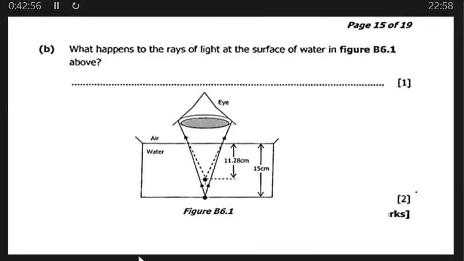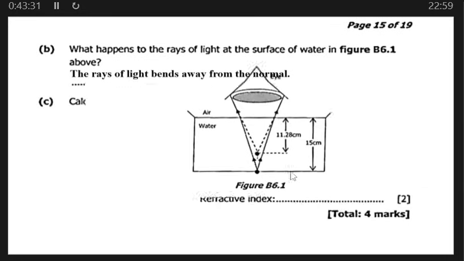So this is our figure. When the ray reaches the surface of the water, it diverges away from the normal. Then when it is extrapolated backward, the eye sees as if the ray is moving straight like that, and as if it is moving from this point. And this is what causes the coin to appear as if it is here. So we can say the rays of light bend away from the normal. All right, so let's go to C.